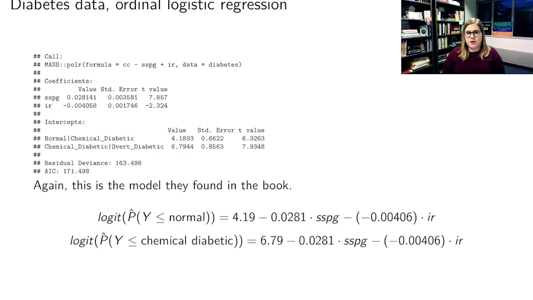So if we run ordinal logistic regression on our diabetes data, now that I've turned CC into an ordered factor, I get this kind of output. And so the table might look a little bit more familiar. Now I have a coefficients table, and that table has the value of the coefficient. It also has the standard error, and it has the t-value. And again, we could sort of ballpark and look at some p-value equivalents based on those t-values. So this kind of looks like a standard table.